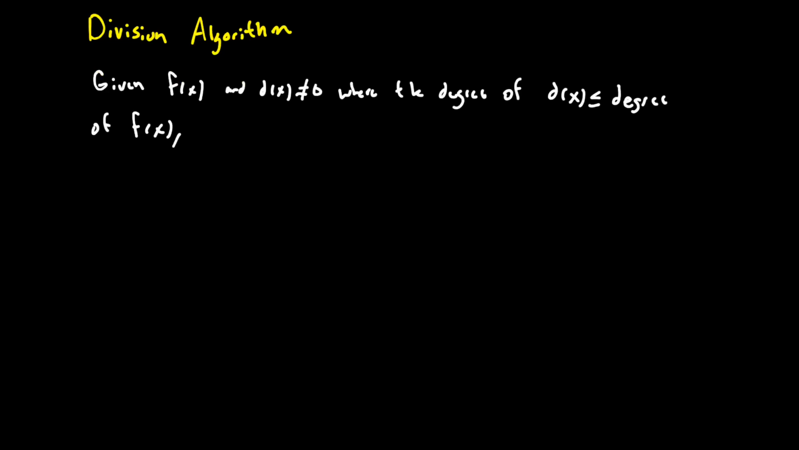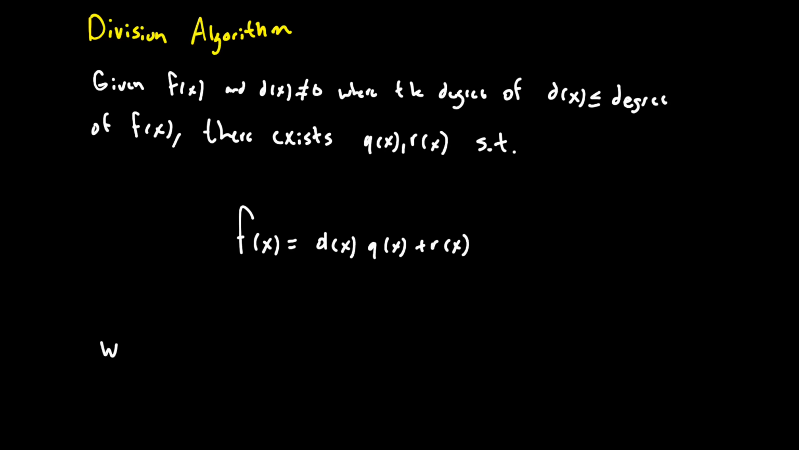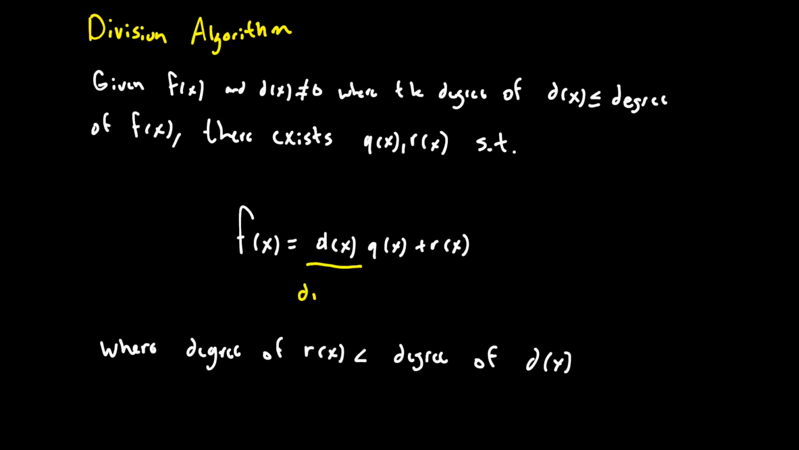Now let's state the division algorithm. Given a polynomial f of x and a polynomial d of x which is non-zero, where the degree of d of x is less than or equal to the degree of f of x, then there exist two polynomials, q of x and r of x, such that the following condition holds. Furthermore, the degree of r of x is less than the degree of d of x. Here, this term is still called the divisor. Our q of x represents the quotient, and r of x is our remainder.